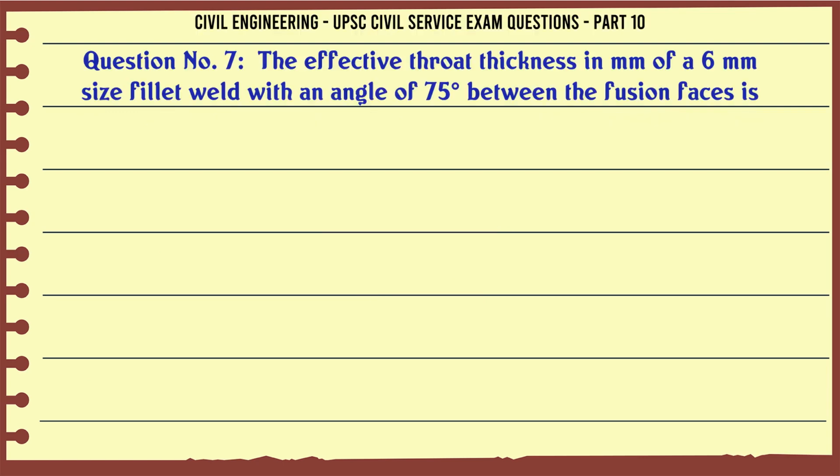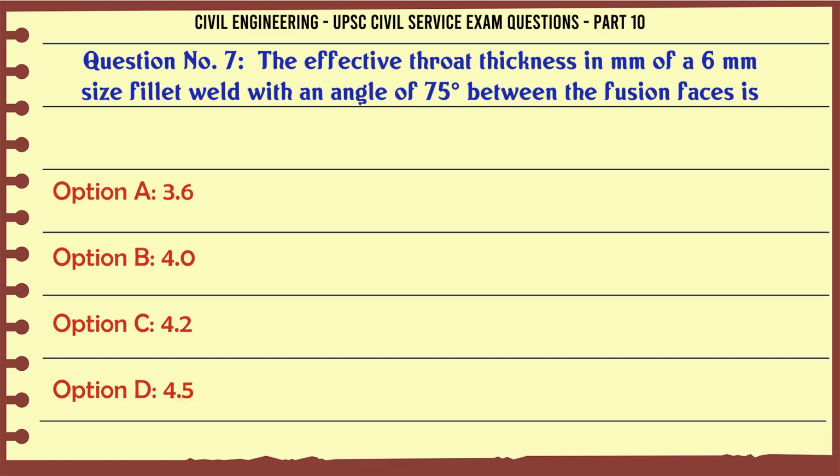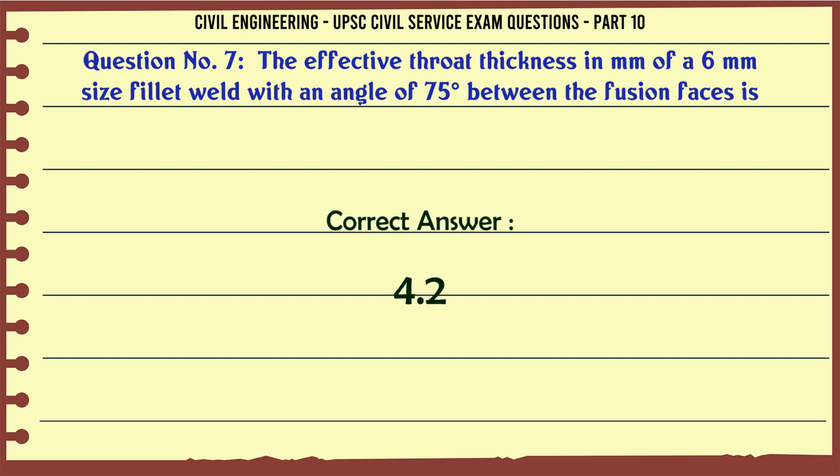The effective throat thickness in mm of a 6 mm size fillet weld with an angle of 75 between the fusion faces is A. 3.6, B. 4.0, C. 4.2, D. 4.5. The correct answer is 4.2.